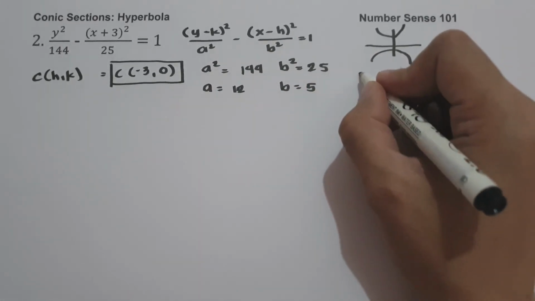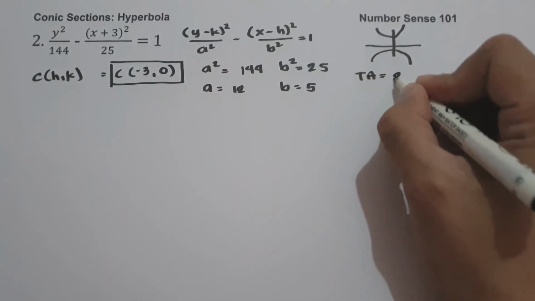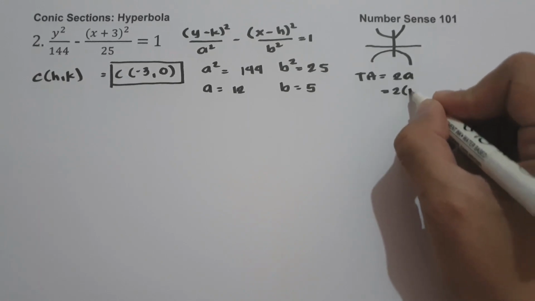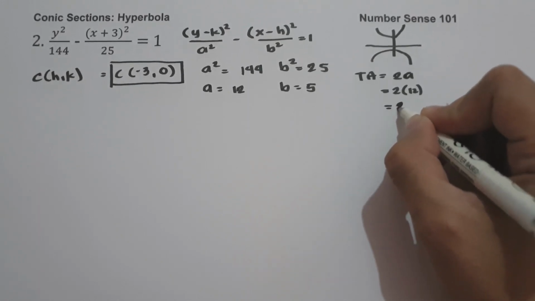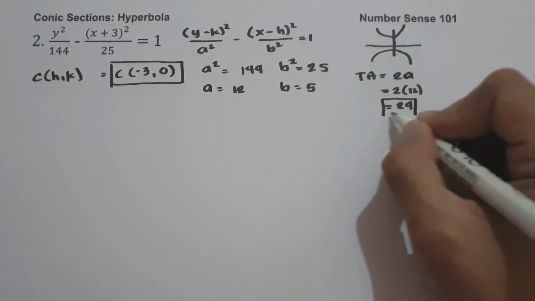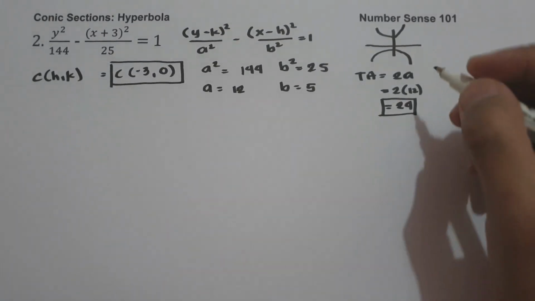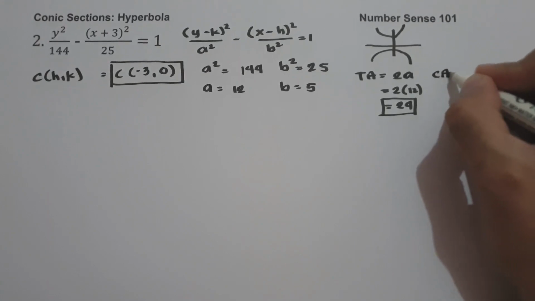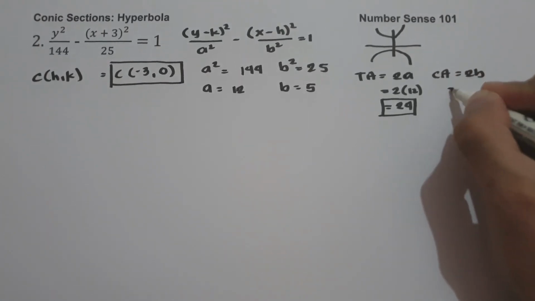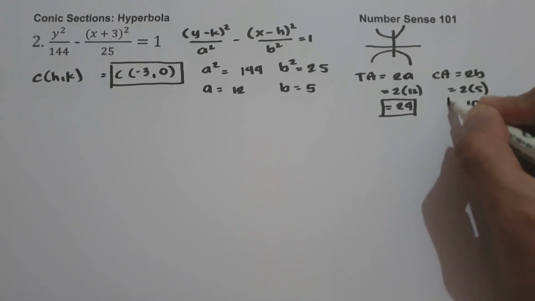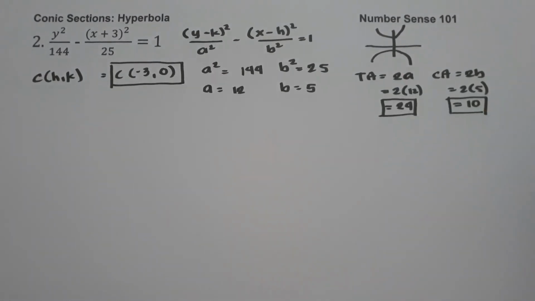So to find the length of transverse axis, let us have 2a, 2 multiplied by the value of a, that is 12, and that is 24. So this will be the length of our transverse axis. And to find the length of the conjugate axis, let us have 2b, 2 multiplied by the value of b, that is 5, and that is 10. So this will be the length of our conjugate axis.